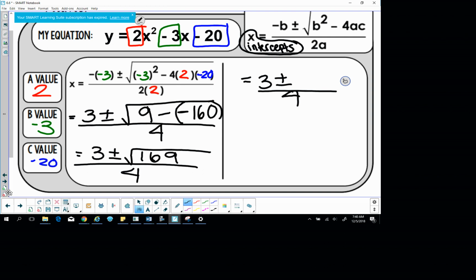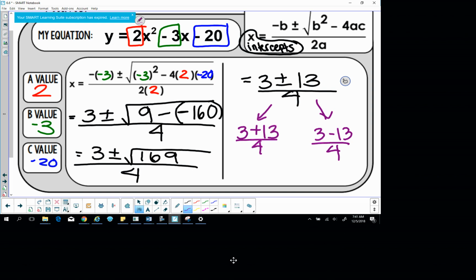Not the square of it, the square root. The second x squared. If you use second x squared, that's the square root of 169. 13. Then I separate it into 2 different ones. I have my negative and my positive. So 3 plus 13 over 4, and 3 minus 13 over 4. You did 160 instead of 169.